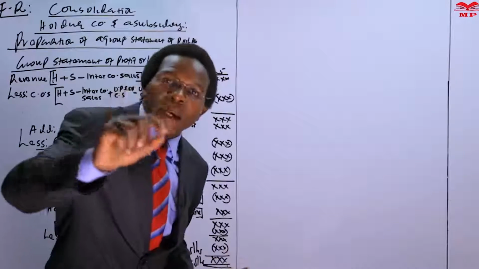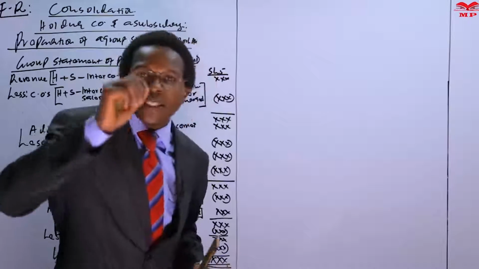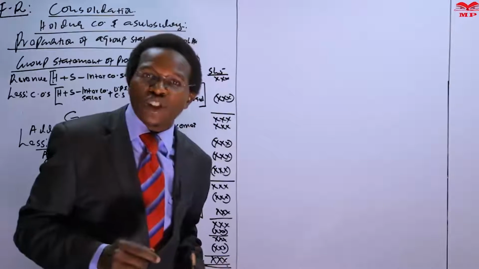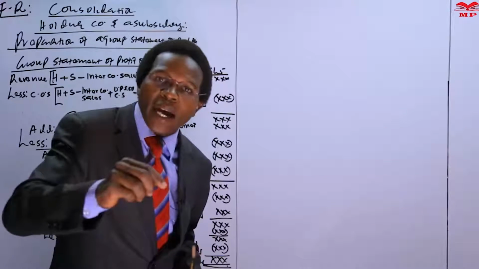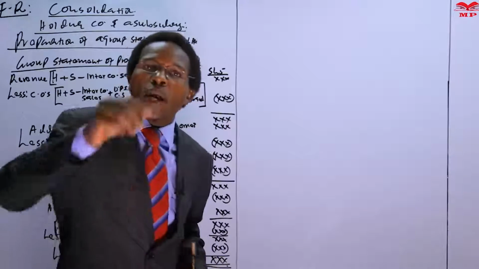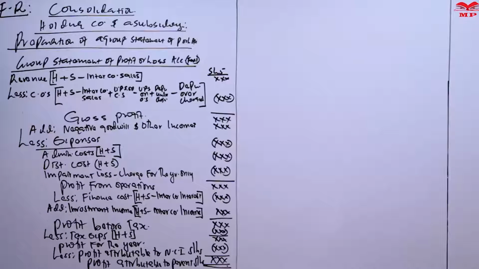How does intercompany interest expense arise? Intercompany interest will arise if and only if we did not only acquire ordinary shares in the subsidiary, but we also acquired the long-term debt, the debentures, the loans and all that. So in that case, there will be an intercompany interest expense which needs to be eliminated.